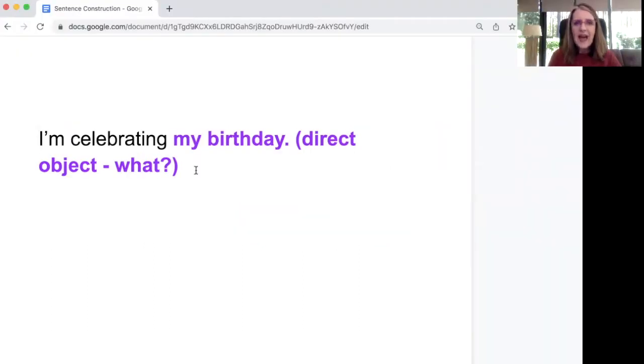With the sentence, I'm celebrating my birthday, I am the subject, I am celebrating, that's the verb. What am I celebrating? I'm celebrating my birthday, and this is the direct object. So let's give the direct object its own block because the direct object is very important. So I am the subject, I'm celebrating, that's the verb, my birthday, which is the direct object.